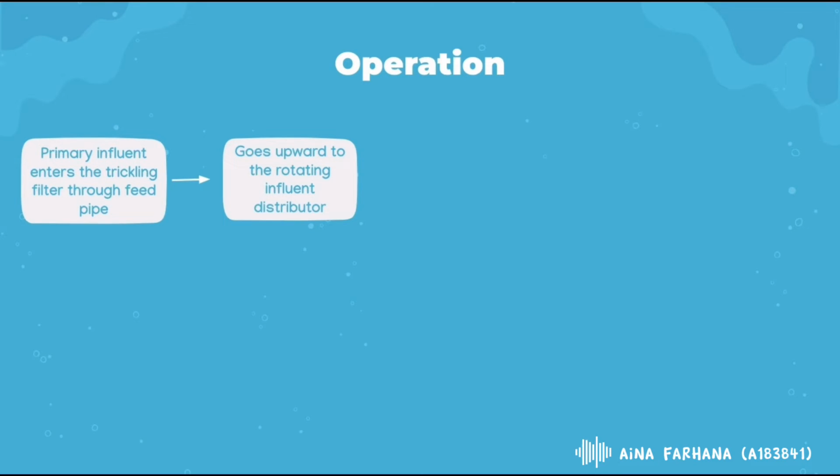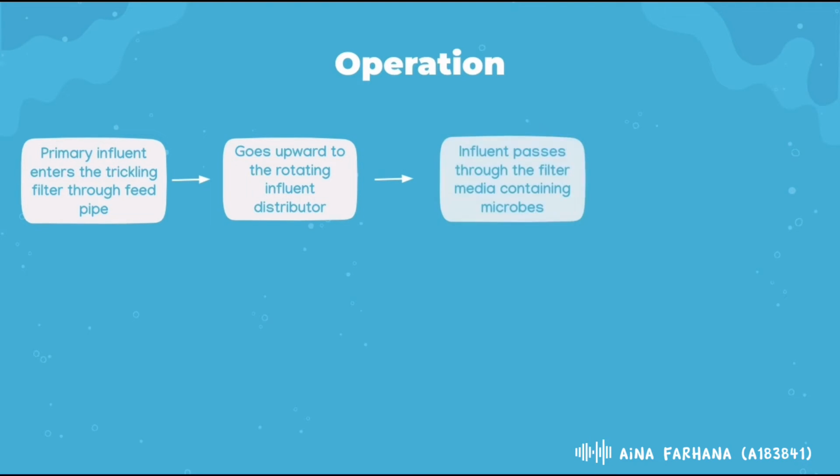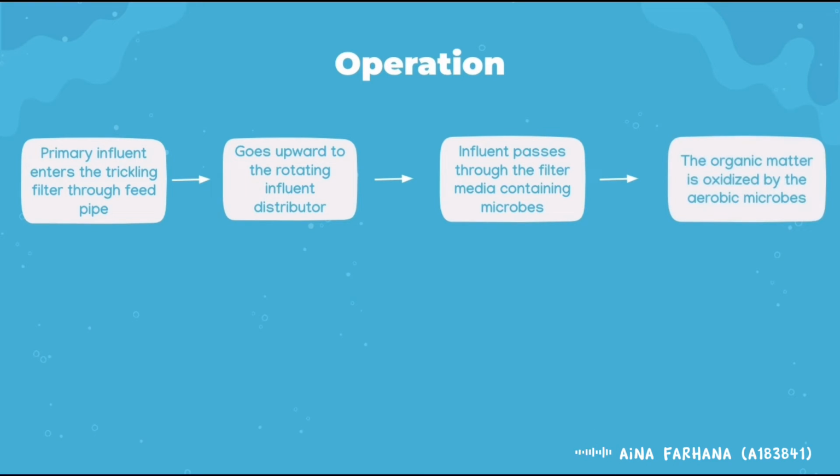The filter bed is packed with constituents like rock, gravel, redwood, synthetic material, etc. that act as media for the attachment of the microorganisms. Moving on to the next steps, the filter media is chiefly composed of porous media that will increase the surface area for the decomposition of the organic matter by the organism. So the effluent passes through the filter media containing microbes. So the organic matter is oxidized by the aerobic microbes.